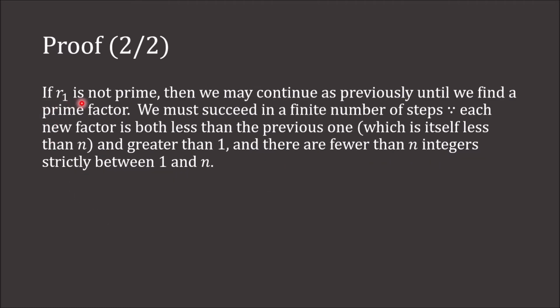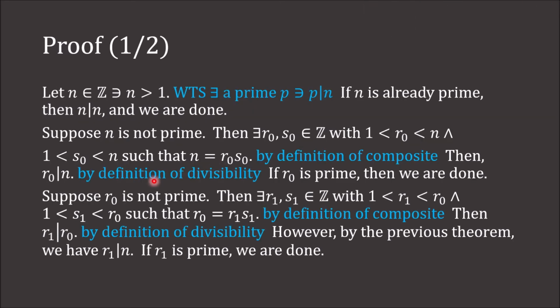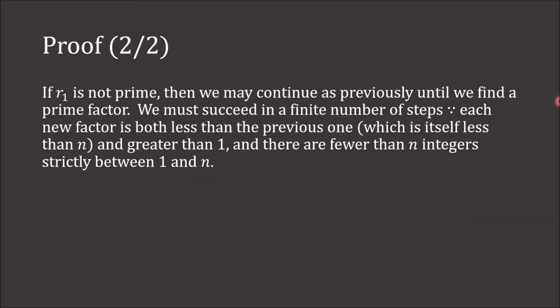If R1 is not prime, then we may continue as we did previously. So we can continue this step. We can find integers R2 and S2 such that R1 is R2 times S2, and so on and so forth, until we find a prime factor. Now, we must succeed in this in a finite number of steps, because each new factor is both less than the previous one, which is itself less than n, and greater than 1.